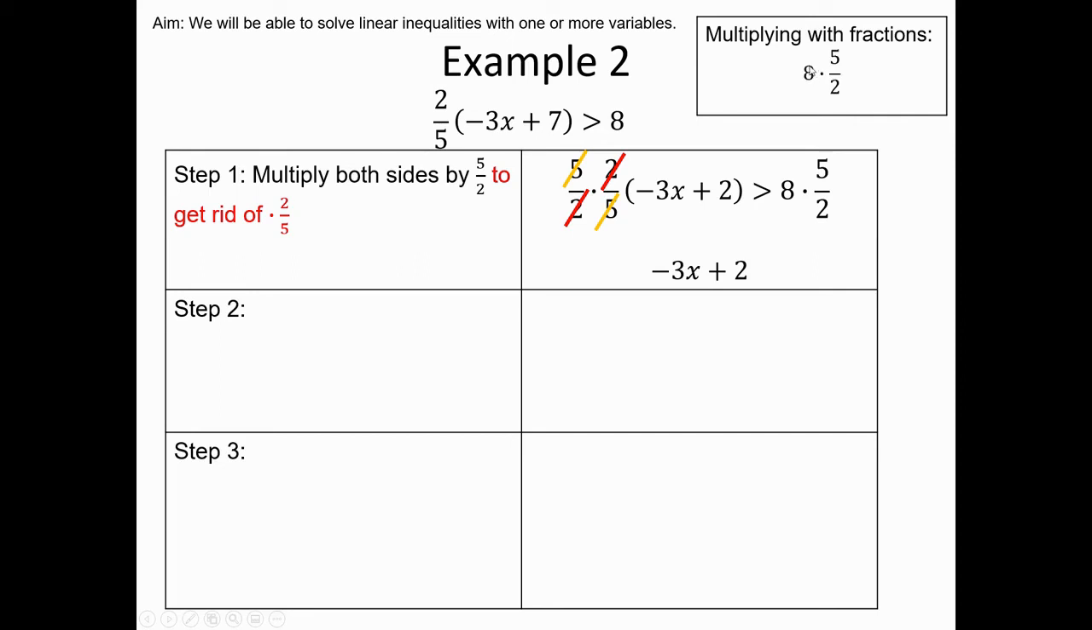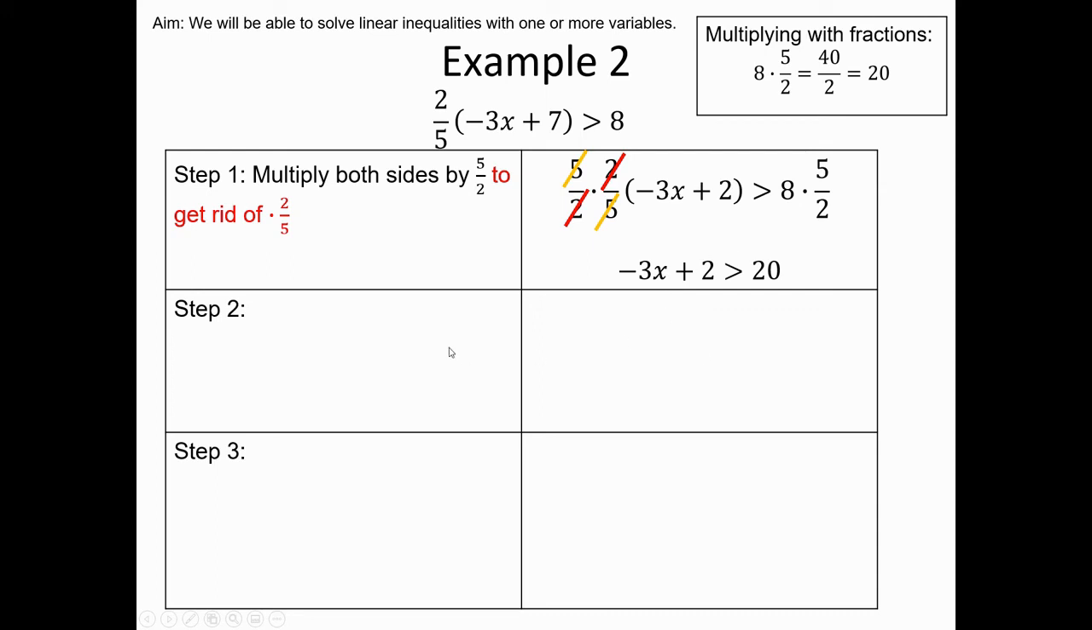If I have 8 times 5 over 2, and this is normal 8, I'm just going to multiply the 5. 8 times 5 is 40, so that's 40 divided by 2, and that divided by 2 is 20. So this right side ends up being just a 20. So now I have negative 3x plus 2 is greater than 20. That's pretty good. So let's go ahead and do the next step.